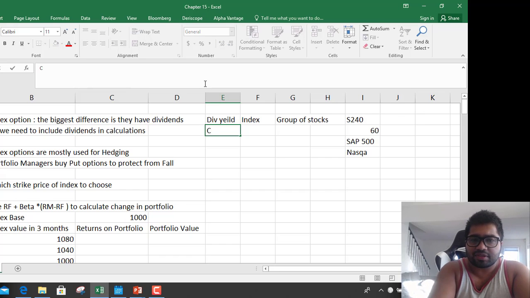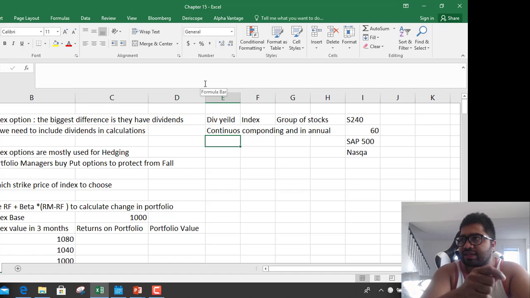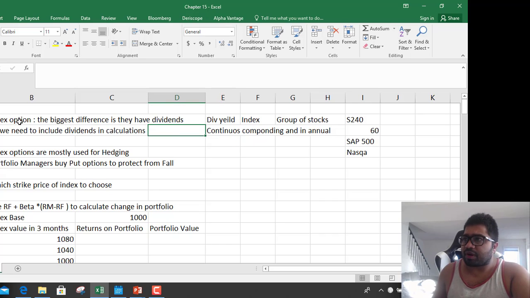Most of the time when we use dividend yield, it has to be continuously compounded and in annual terms. In the problems that we are going to do, we will assume it is continuously compounded, and if it is not given in annual terms, we'll convert it to annual terms. When you price index options, you have to include dividends in the calculations.